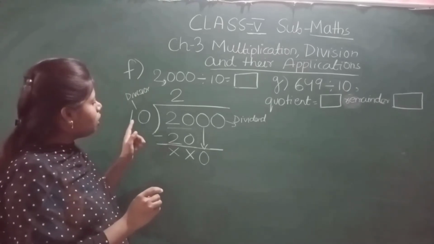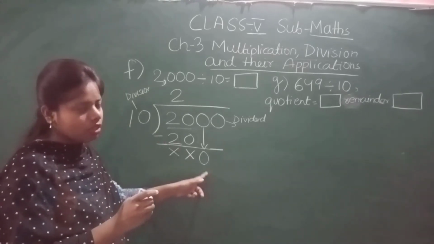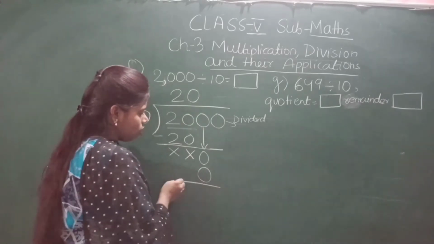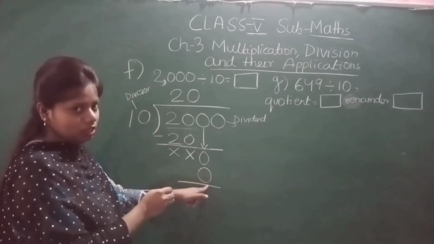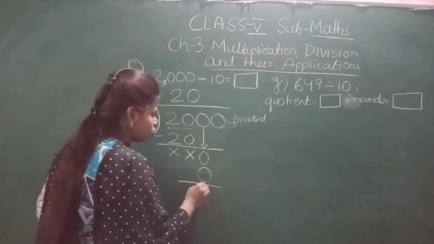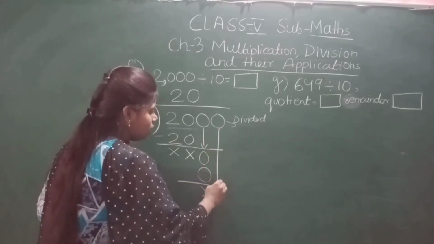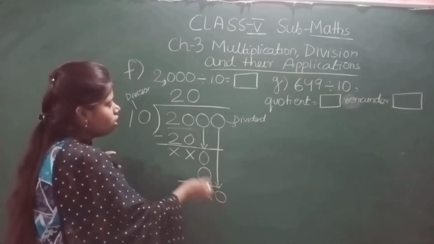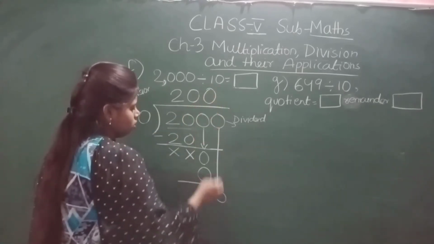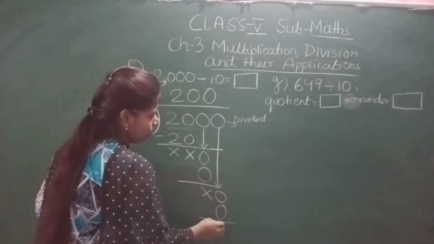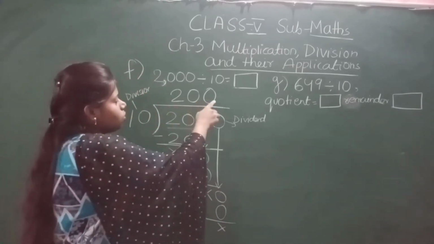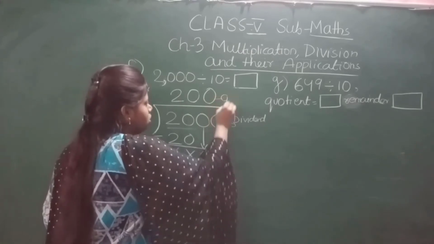Okay, now 10, how much is 0? 10 zeros are 0. Now 0 minus 0 is 0. So we will put a cross. We will bring this 0 down. 10, how much is 0? 10 zeros are 0. Okay, so what did we get? This one we call the quotient.